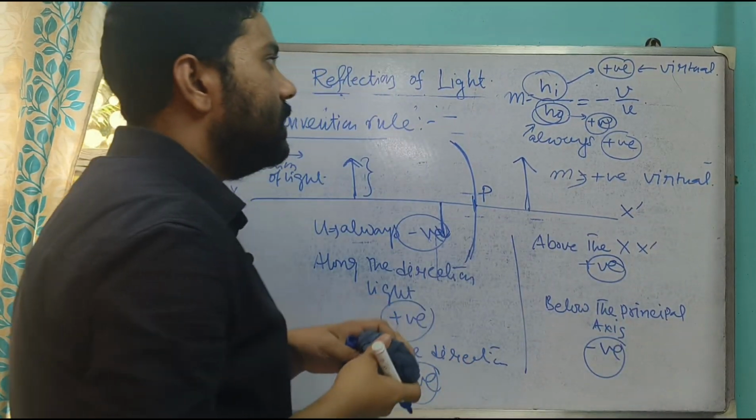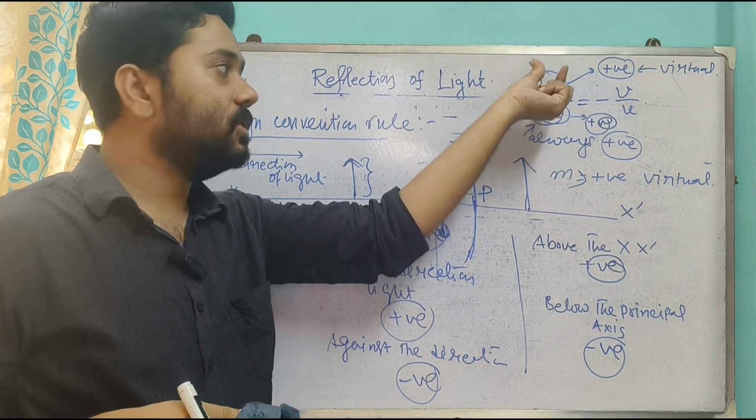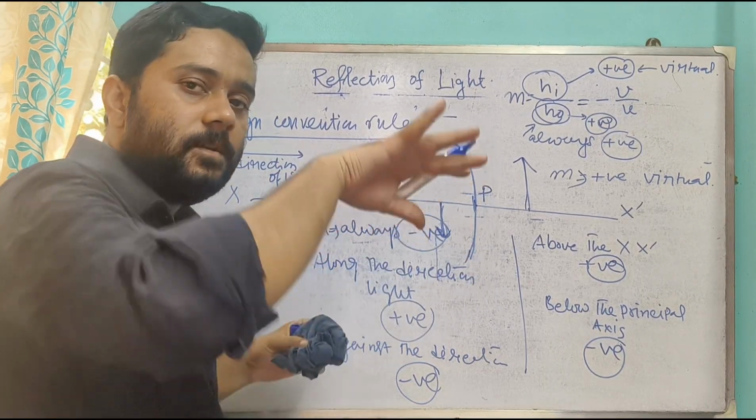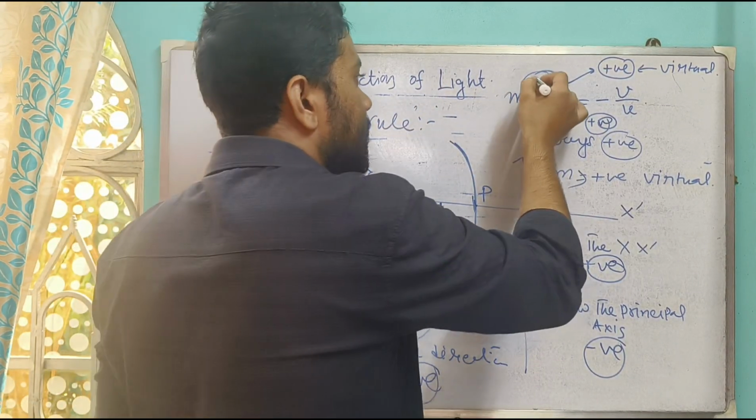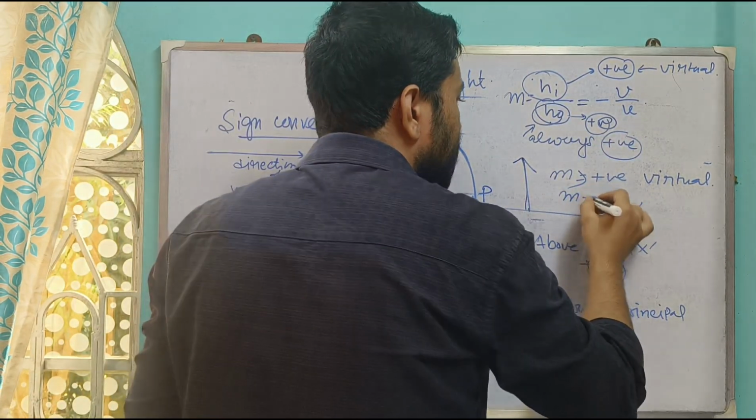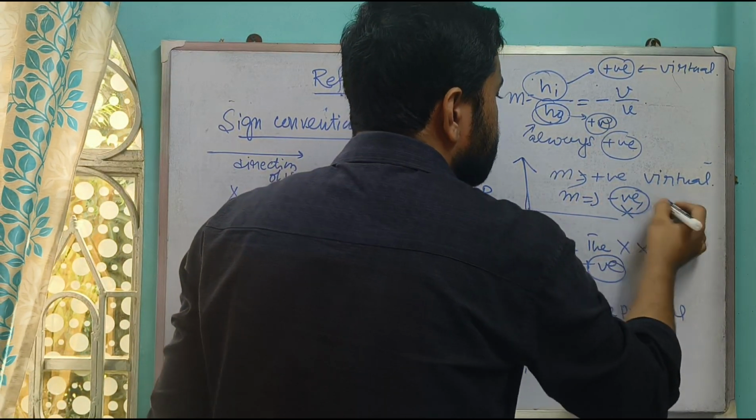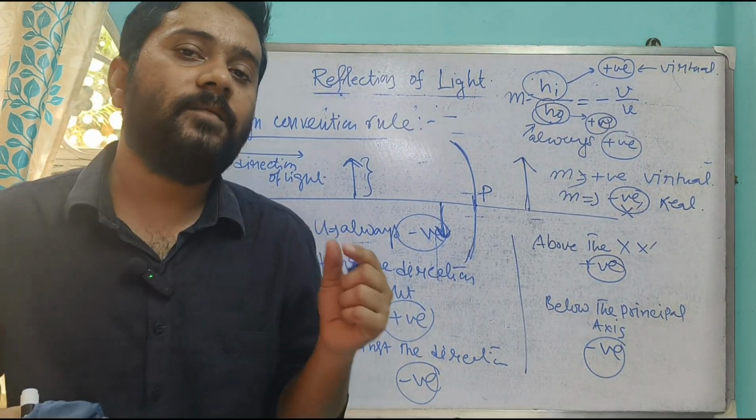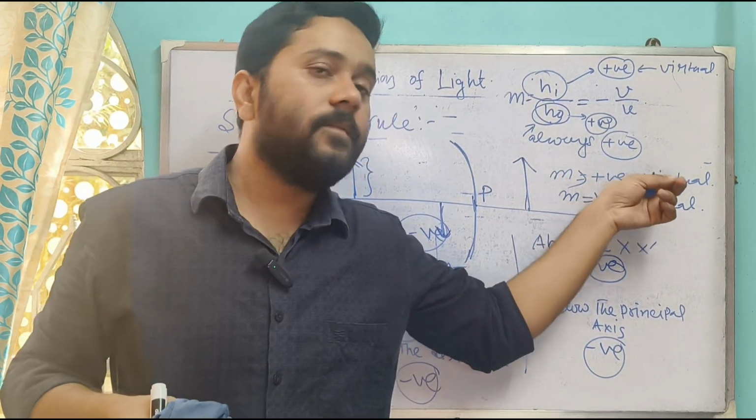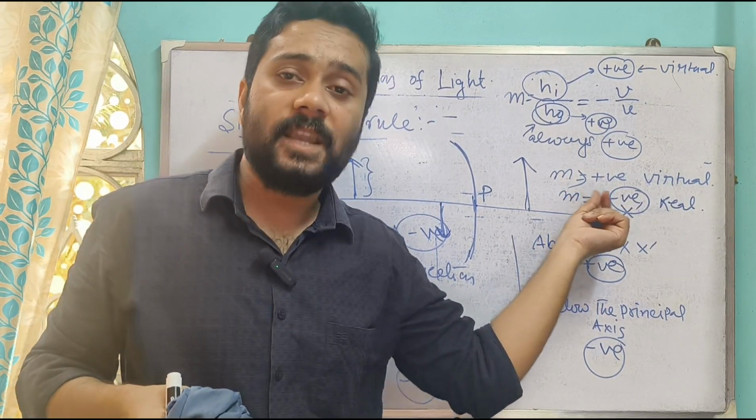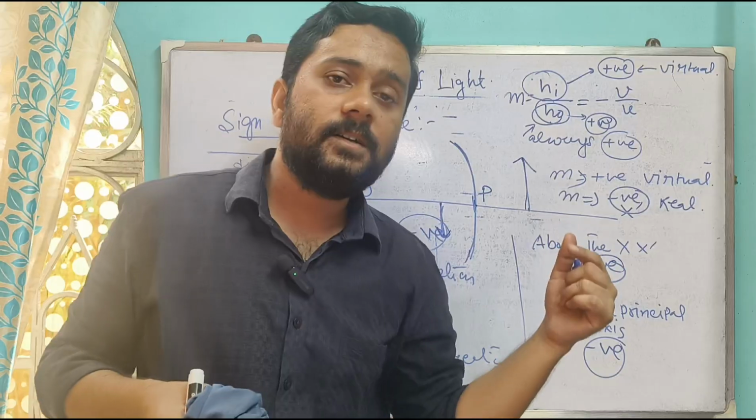Okay. And if the image height is negative, it means it forms a real image below the principal axis. Here the height is negative, and the object height is always positive, so the magnification value will be negative. So this will indicate the real image. If we get the value of magnification positive, then it is obviously the virtual image. If we get the value of magnification negative, it is the real image.